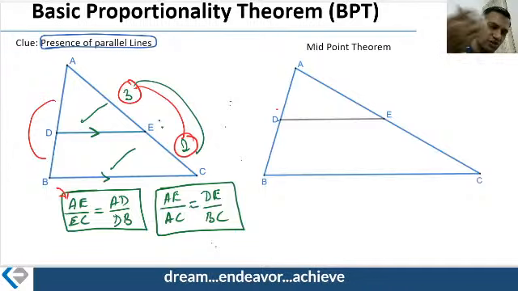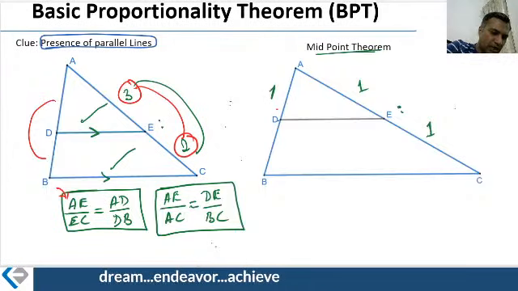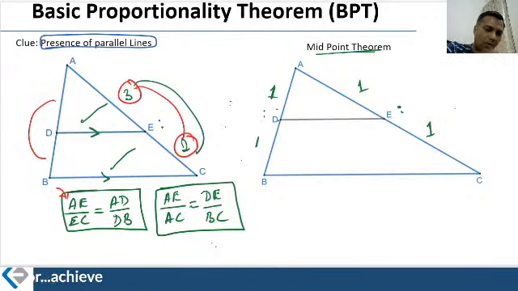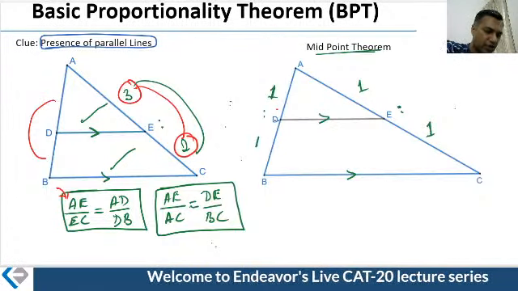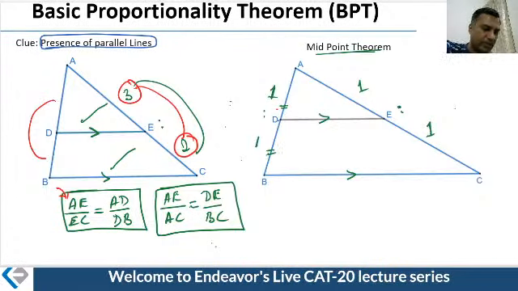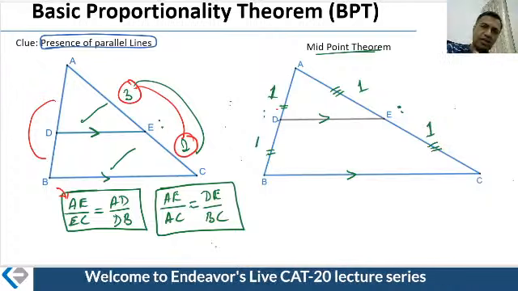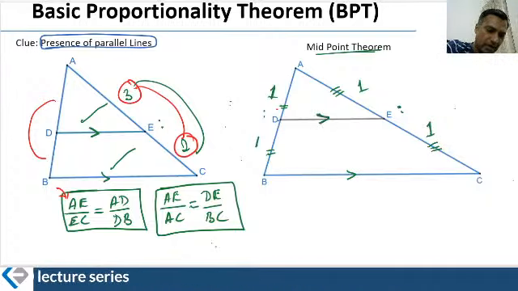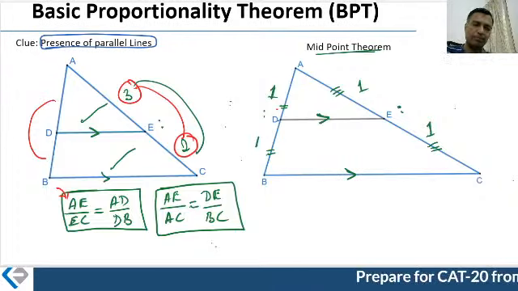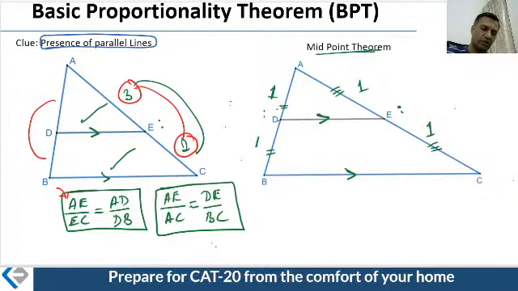Now the extension of this is the midpoint theorem. Midpoint theorem means what? Nobody has to tell us anything. This ratio is 1:1. Assume that D is the midpoint of AB, and E is the midpoint of AC. If you join the midpoints, the line joining the midpoints is always parallel to the third line, the base.